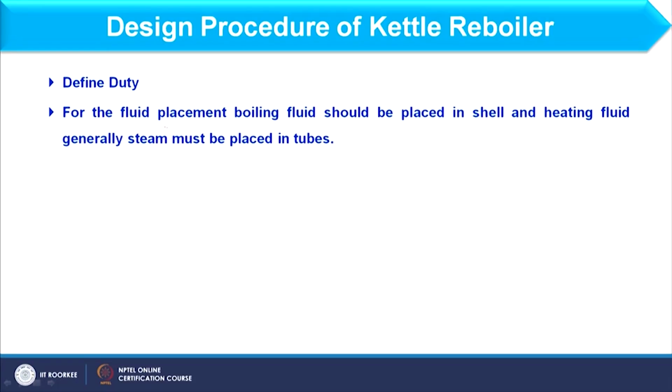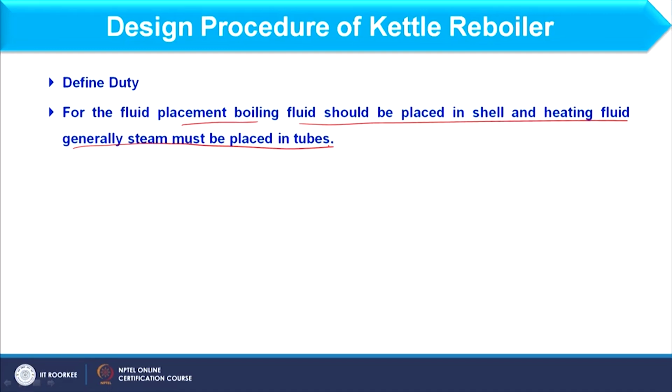Next step is the fluid placement. The boiling fluid should be placed in the shell, and the heating fluid, generally steam, should be placed in the tube. Okay. So, here you should not bother about the allocation of the fluid.